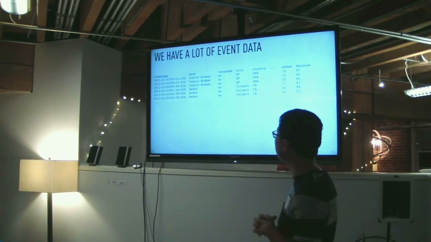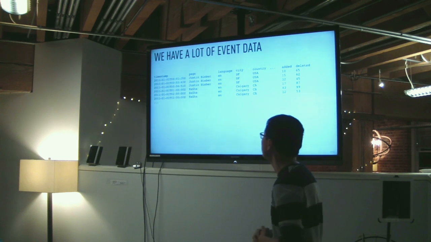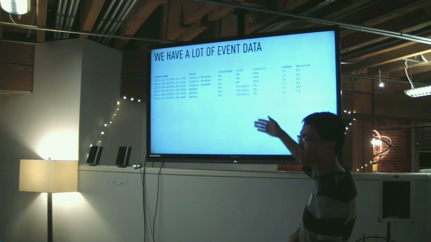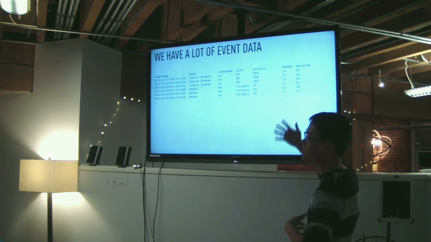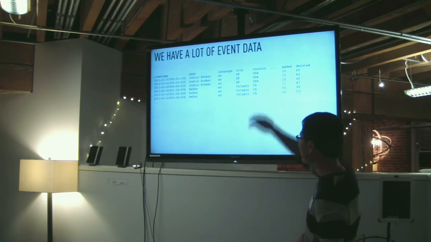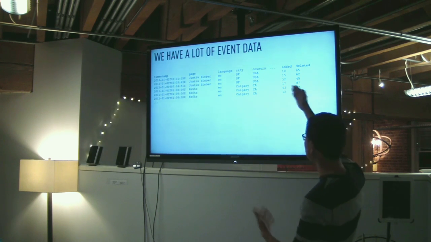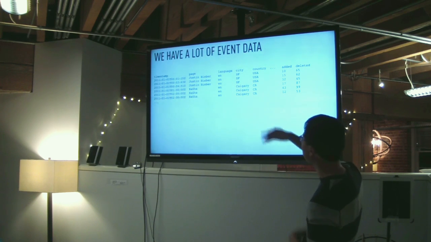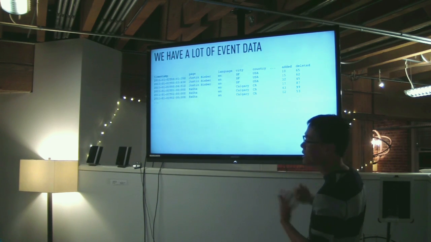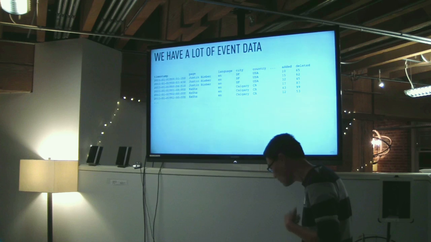So when you're given a lot of event data, for example, data that gets generated every time someone edits a page on Wikipedia, you have your timestamp column, you have the page that was edited, you have some different dimensions about that edit, and you have a set of metrics about the edit.